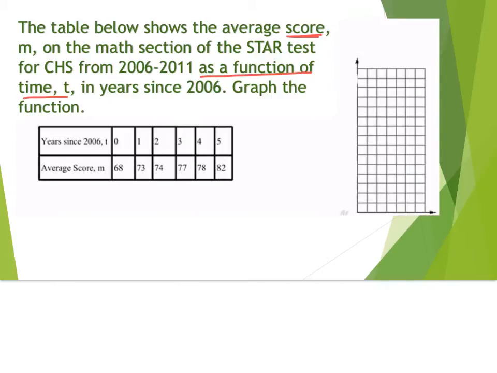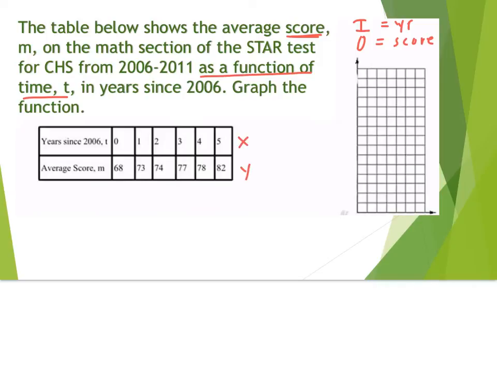When you say score as a function of time, the score depends on what the time is, what year. The score depends on the year. So if it depends on the year, think about it: which one would be the input, which one would be the output? In this case, the input is going to equal the year, and the output is going to equal the score. Because depending on what year it is, the score is going to be whatever it is in that specific year.